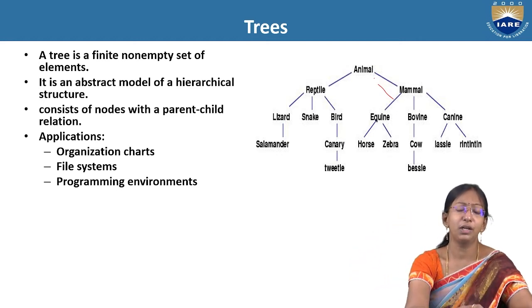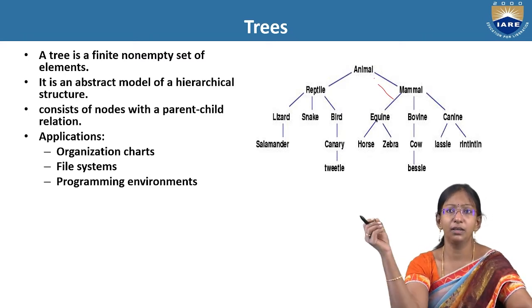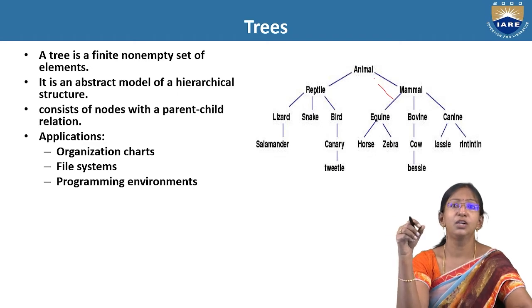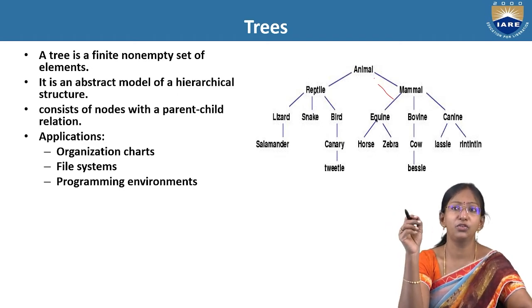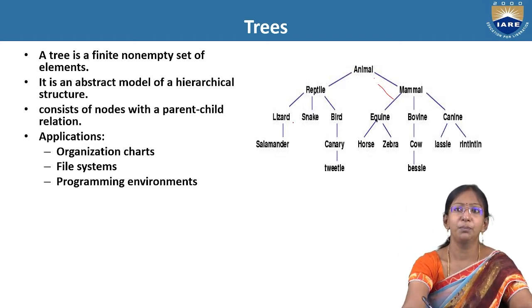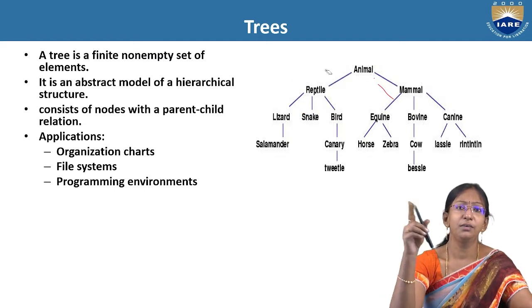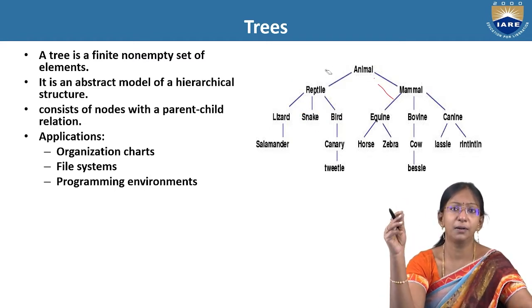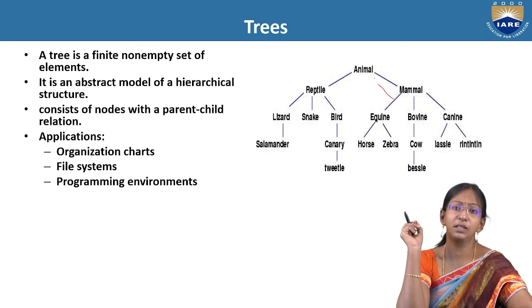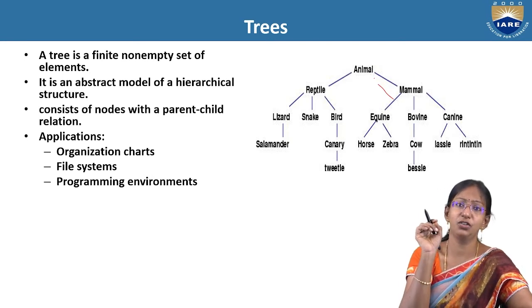So the abstract model is a hierarchical structure, and the internal nodes share a parent-child relation. If you see between reptile and snake, snake acts as a child, whereas reptile acts as the parent of snake. Applications where you can see this are in any organization chart.